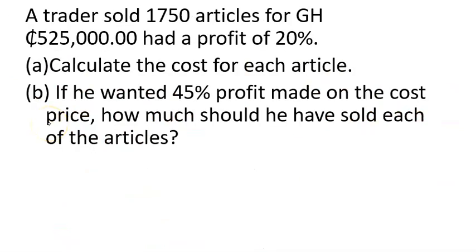A trader sold 1,750 articles for 525,000 Ghana cedis and had a profit of 20%. So first of all, we are supposed to find the cost for each article. Now, if you are going to find the cost of each article, then we need to find the cost price. The cost price.